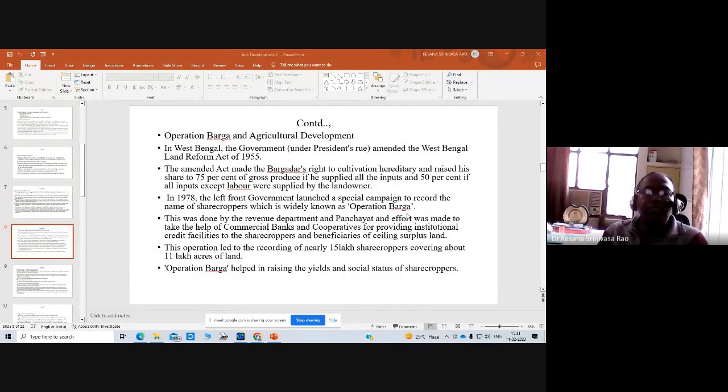In 78, the left front government launched a special campaign to record the names of sharecroppers, which is widely known as Operation Barga. This is called Operation Barga, which has been implemented from 1978 onwards. This was done by the Revenue Department and Panchayat, and effort was made to take the help of commercial banks and cooperatives for providing institutional credit facilities to the sharecroppers and beneficiaries of ceiling surplus land.